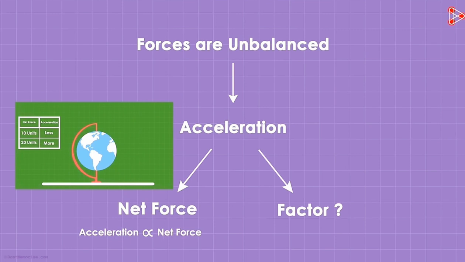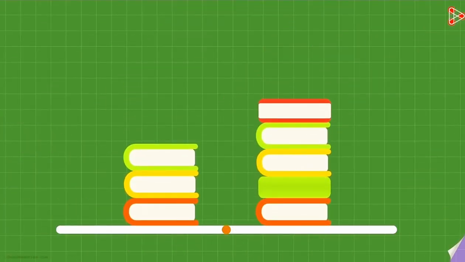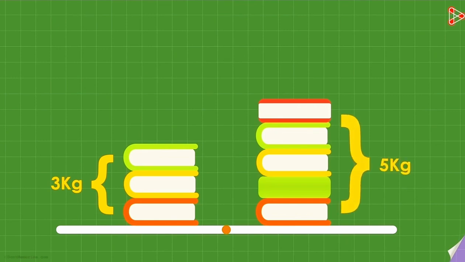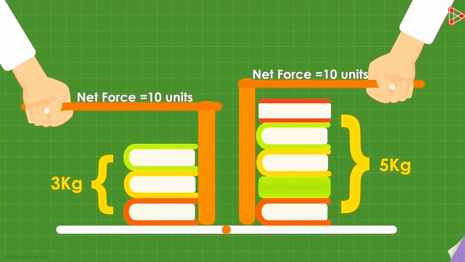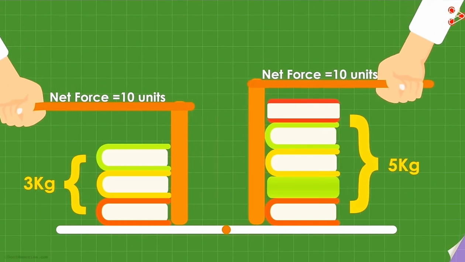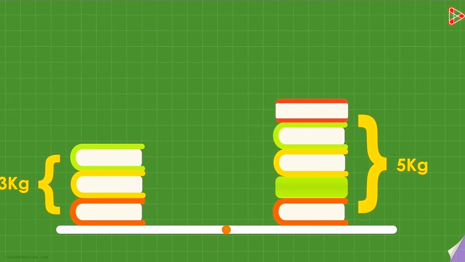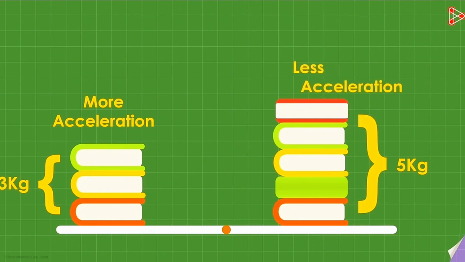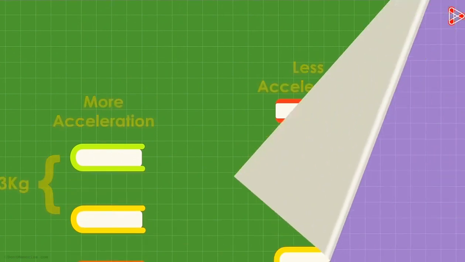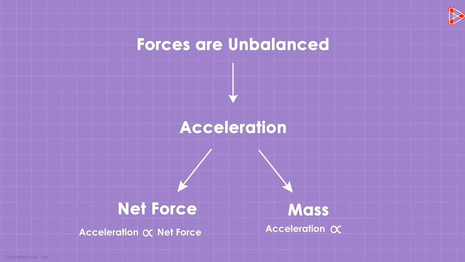Come on, now I want you to think about the second quantity the acceleration will depend on. Let's say there are two objects on the table. One has a mass of 3 kilograms and the other has a mass of 5 kilograms. Now, if you apply a net force of 10 units to each of them, which one do you think will accelerate more? Surely it's the 3 kg one because it has lesser mass. Lesser the mass, more the acceleration. And more the mass, lesser the acceleration. Hence, we can say that acceleration depends inversely on the object's mass.